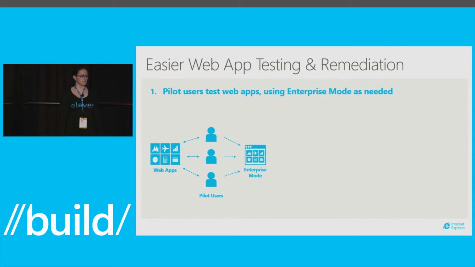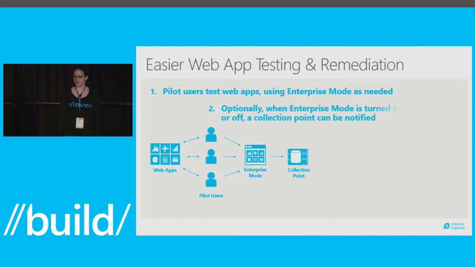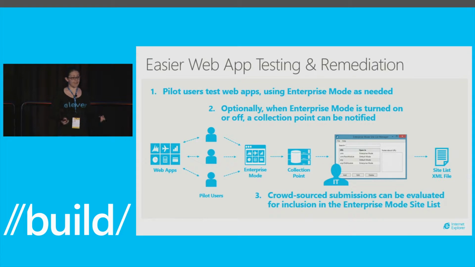And if they configure the phone home feature, then IT will be able to use that to collect a list of all the different URLs that require enterprise mode. And once they have this information, they can use that to populate their site list and push out a new updated version of the site list so that everybody in the company has the added benefits from the testing of a few users.